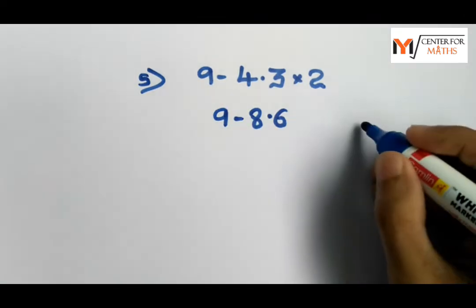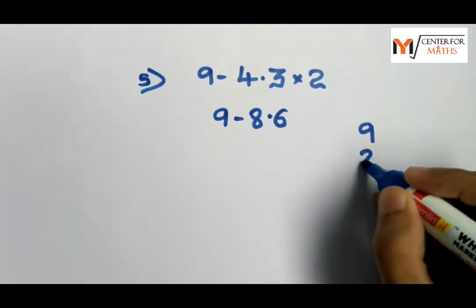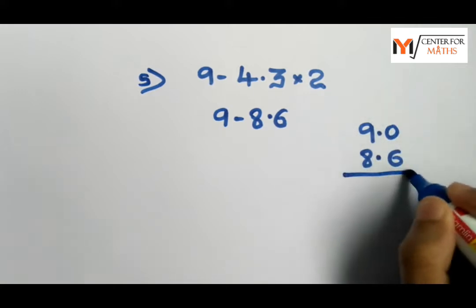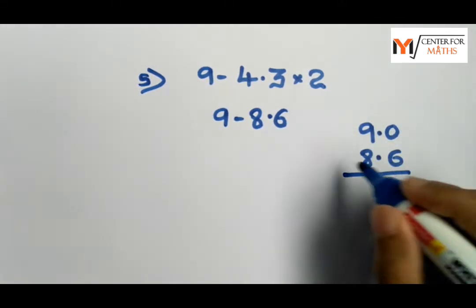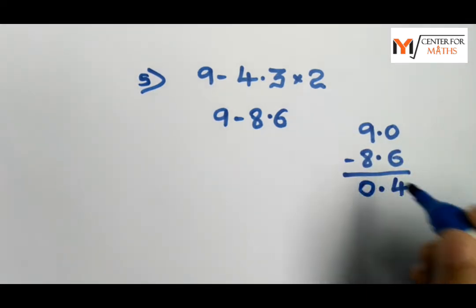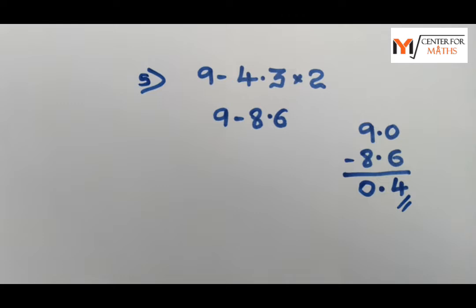So 9 minus 2 8.6. 9 should be subtracted by 8.6. Then what we have to do is take another decimal place. 10 minus 6, that's 4, and take the decimal down. 8 minus 8, 0. So the answer is 0.4.